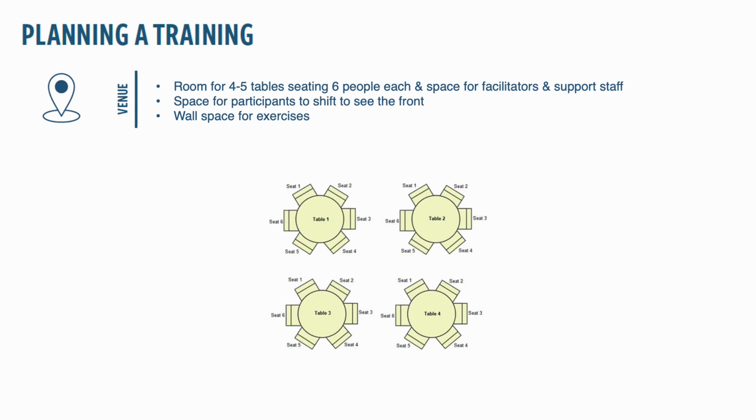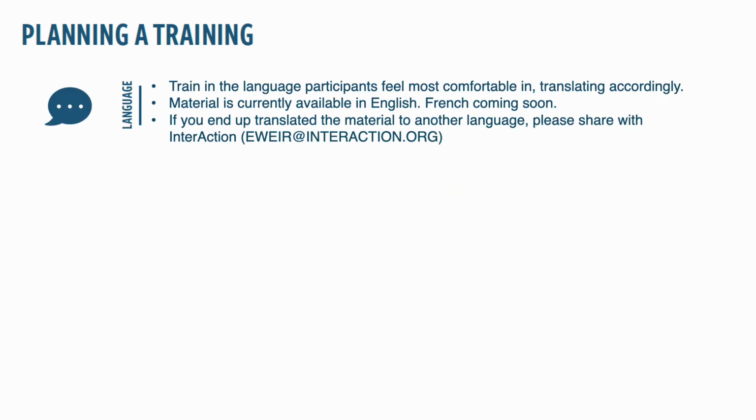The module has been designed for both in-person and online trainings. If in person, make sure to have sufficient wall space for exercises and to be able to set up the room for 4 to 5 tables seating 6 people each, as well as space for facilitators and support staff with ample room in between. If online, be sure that everyone's name, as well as their primary role or organization, is visible along with their image.